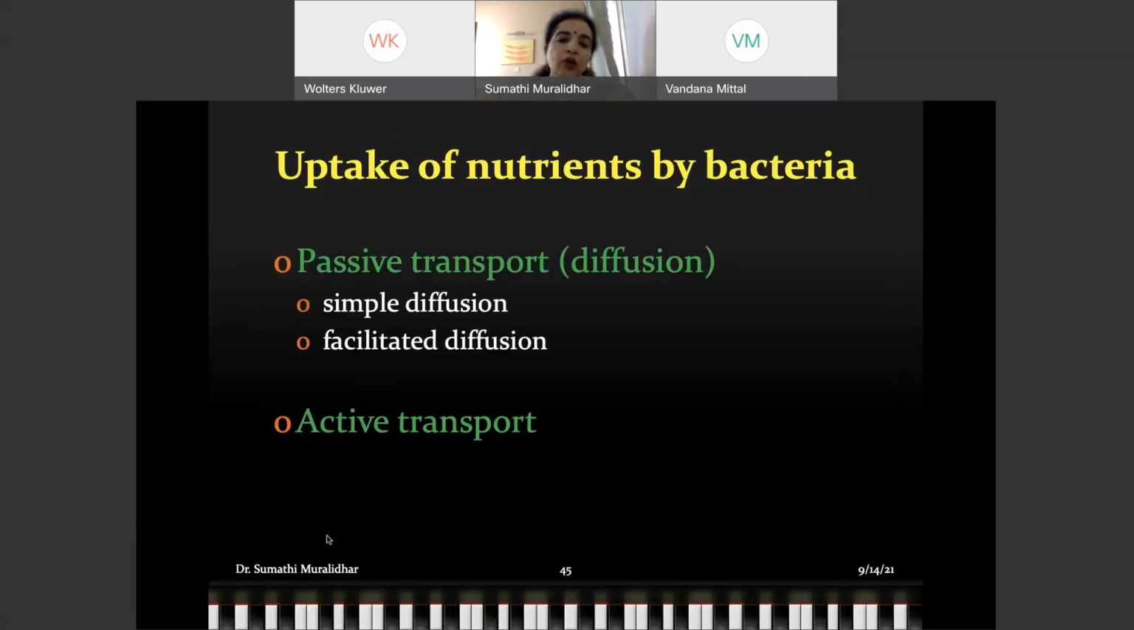And what about uptake of nutrients by bacteria? Here again, you have to know about the two types, the passive transport and active transport. So passive transport is, as you know from your physics, diffusion. Diffusion is again two categories, simple diffusion or facilitated diffusion. Active transport is where, as the name suggests, the nutrients are actively transported. Let's see how it is.